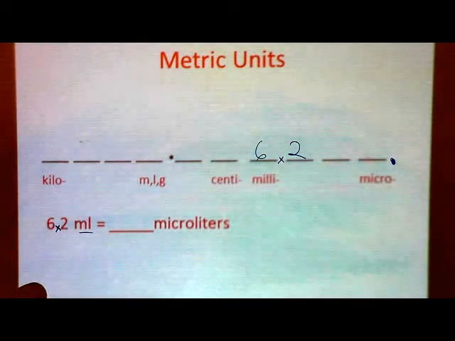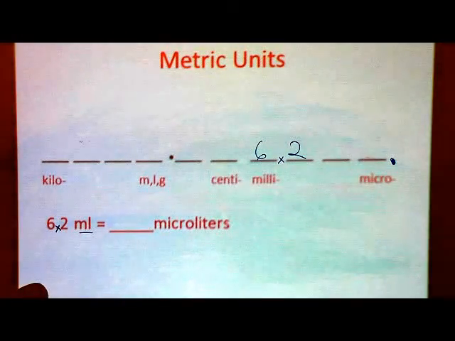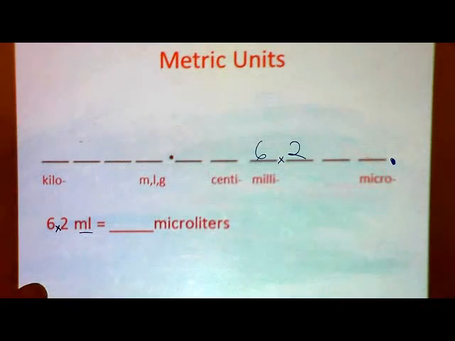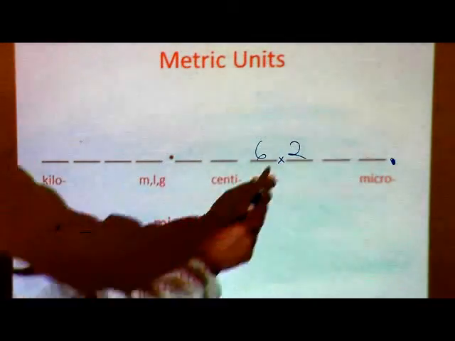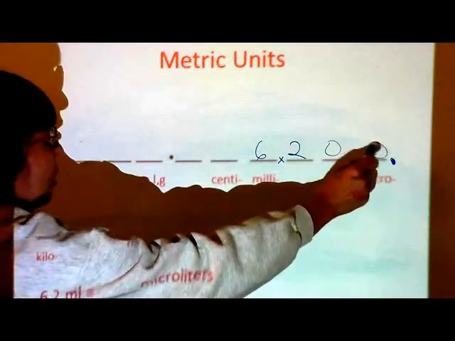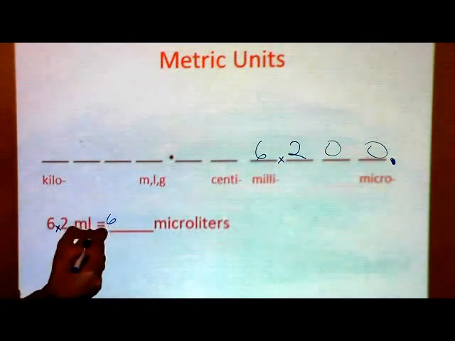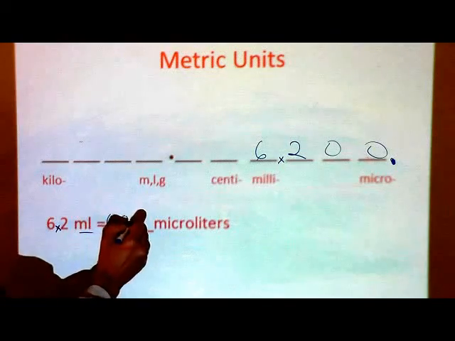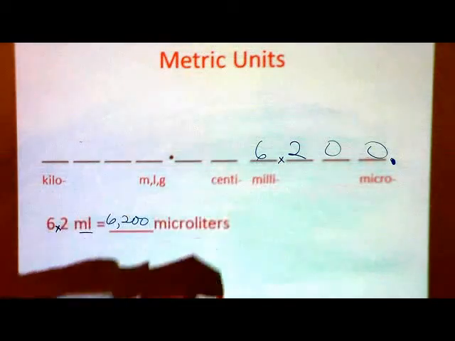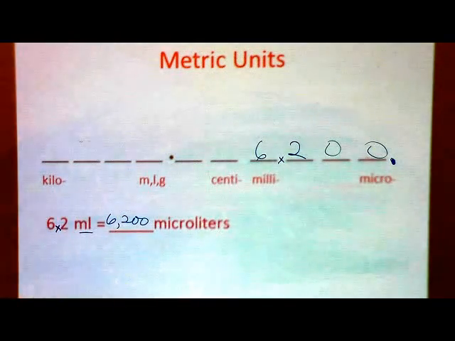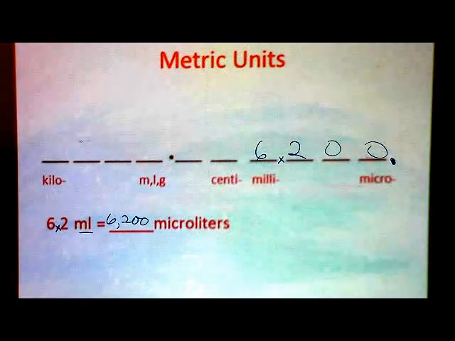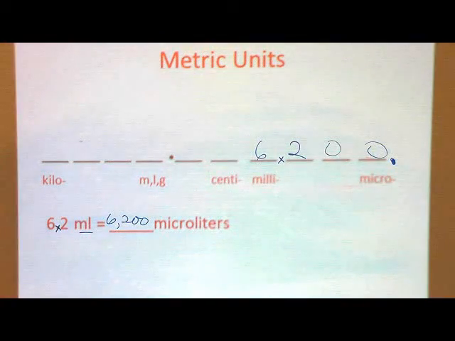Okay. And of course the last step is to fill in the blanks with 0. The blanks in between is 0. So the answer is 6,200 microliters. I hope you got that right. That's the end of this problem set. You can move on to problem set number 4 for more practice.